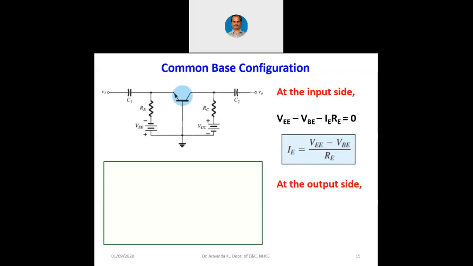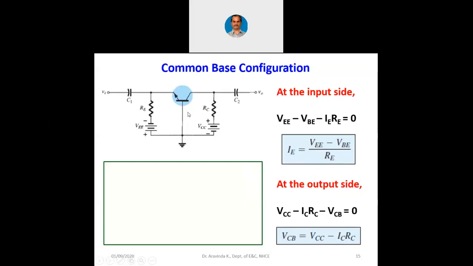Now at the output side, VCC minus ICRC minus VCB equals 0. So VCB is VCC minus ICRC. We can straight away find out the voltage between collector and base.